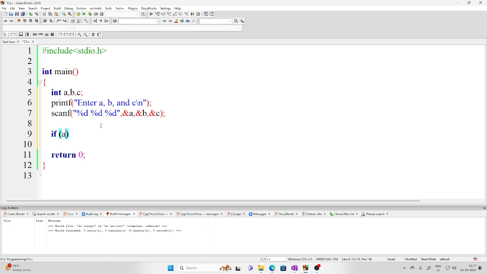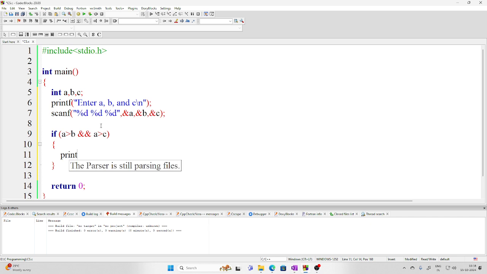If a is more than b, as well as a is also more than c, then you have to say that a is maximum. So this is maximum. So what is this? This is a. A will come in place of percentage d.